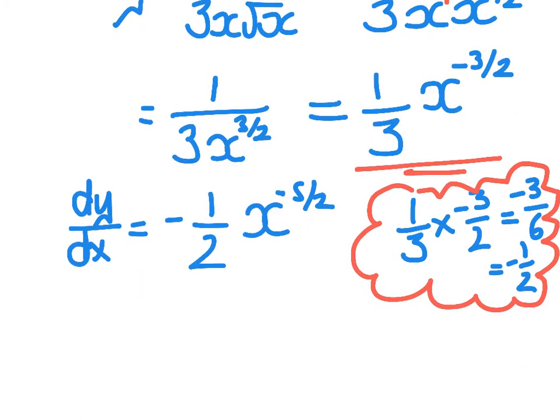Now I've done the differentiation, but I want to tidy it up. I don't want any negative or fractional indices, so I'm going to use my index rules to move the x. The negative part tells me that if I move it down here, I can make it positive. The denominator is the order of the root, and the numerator is the power. So this is the same as negative 1 over 2 times the square root of x to the power of 5.